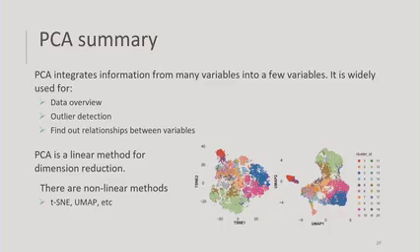So for summary, principal component analysis integrates information from many variables into few variables. It's widely used for a data overview, so it's a really good way of visually detecting outliers and finding relationships between variables, which ones are more similar to each other. It is a linear method for dimension reduction, and there are also nonlinear methods, especially when you start dealing with bigger and more complicated data sets. I'm not going to go over them, but those are t-SNE and UMAP if you're interested in them.